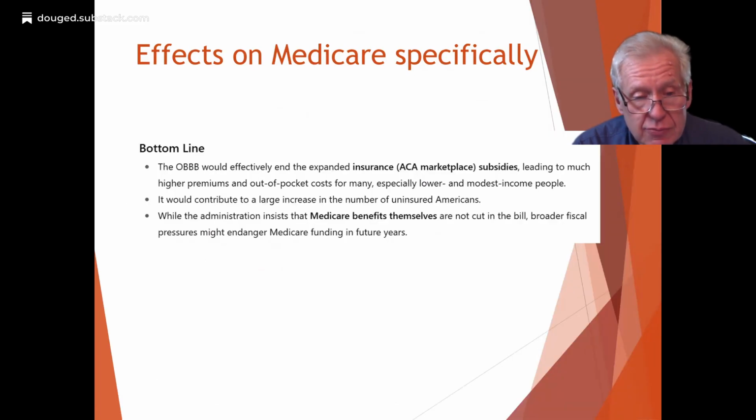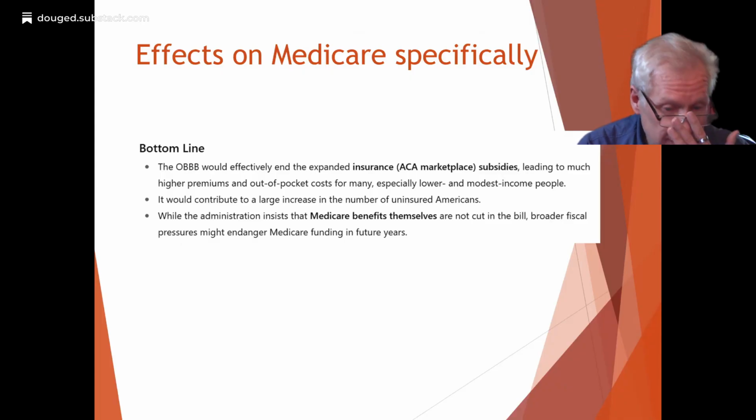The bottom line with respect to Medicare: the One Big Beautiful Bill would effectively end the expanded insurance marketplace subsidies, leading to much higher premiums and out-of-pocket costs, especially for lower and modest income people. It would contribute to a large increase in the number of uninsured people, while the administration insists that Medicare benefits themselves are not cut by the bill. There's the political debate, along with, I think, reasonable expectations of the consequences.